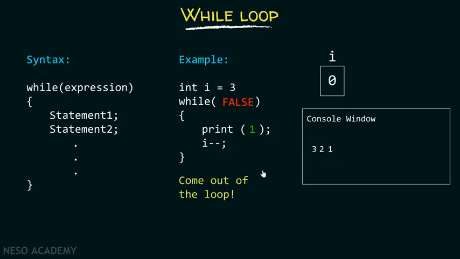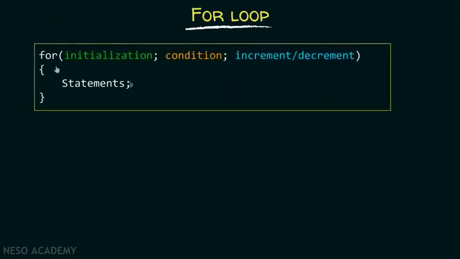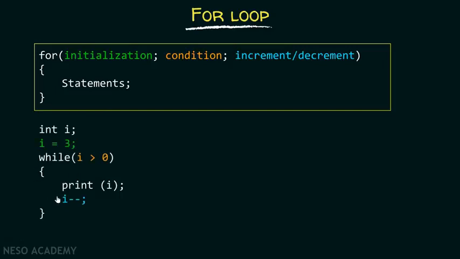Now let's try to understand how a for loop works. First of all, let's consider the syntax of the for loop. Here inside the parentheses, we have the initialization step, the condition step, and then the increment or decrement step. After that, we have some set of statements. Now let's see one example. This is an example of a while loop. Here I have declared a variable and assigned it a value 3. After assigning the value 3, I check the condition, that is, is I greater than 0 or not. After that, we simply print the value of I and decrement the value of I.